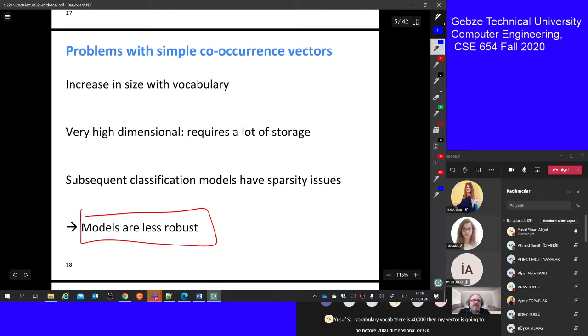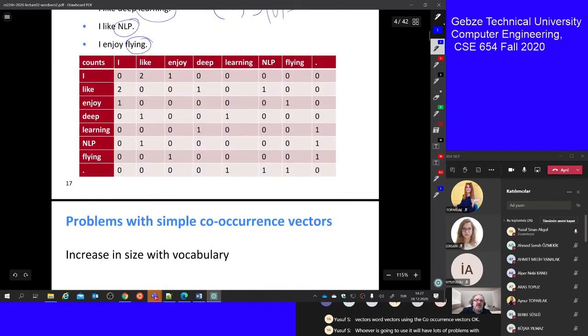Okay, loss of space. And nobody creates the word vectors just to create word vectors. You are going to use it somewhere. If you use word vectors built from co-occurrence vectors, whoever is going to use it will have lots of problems with data sparsity, because most of the numbers here are going to be 0, and you have to deal with it. You have a 40,000 dimensional vector with many zeros in it.